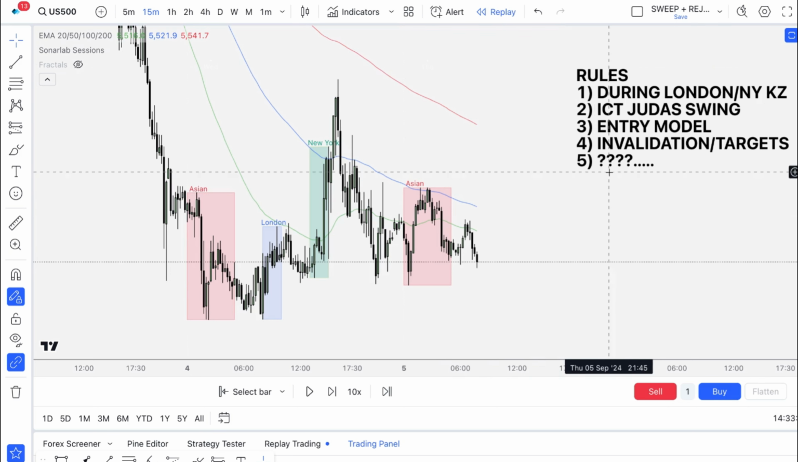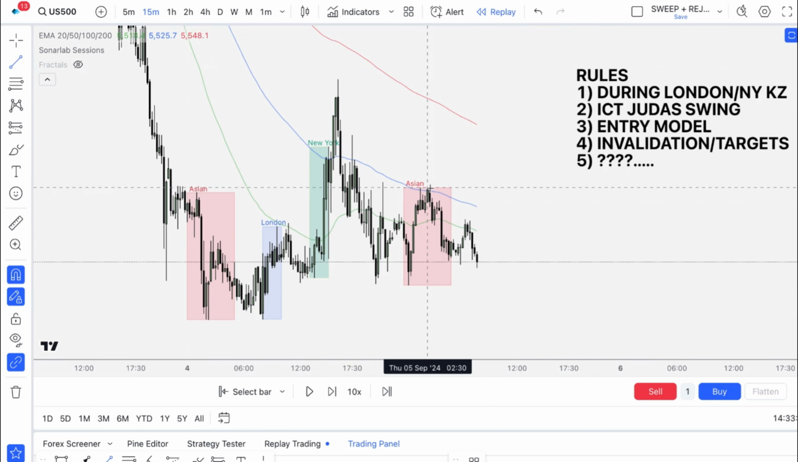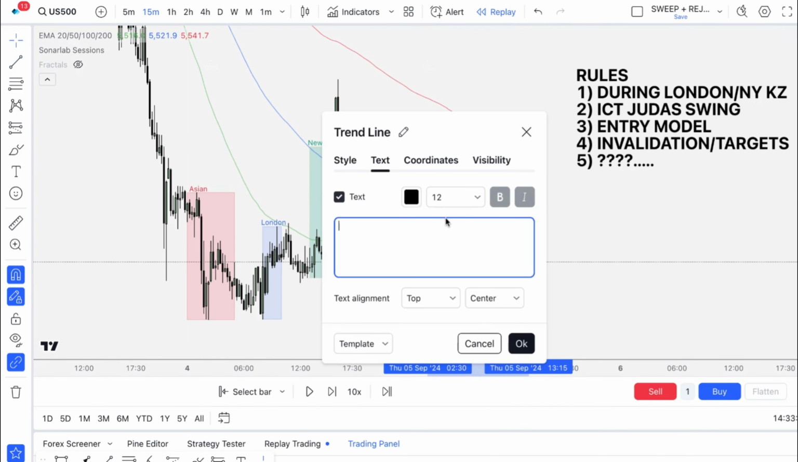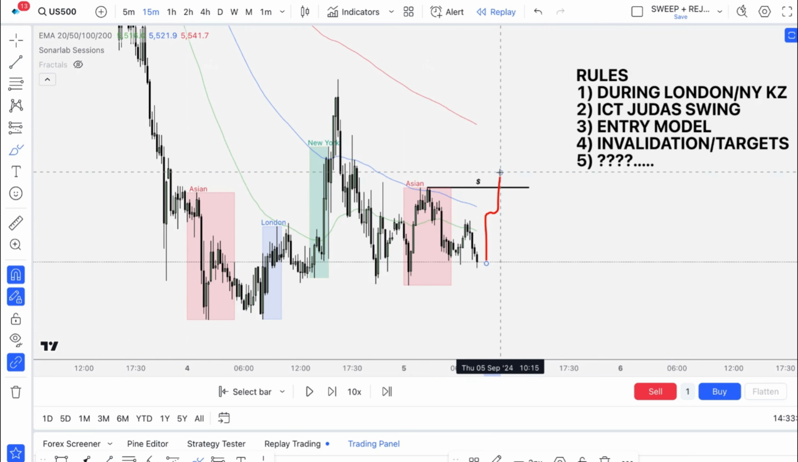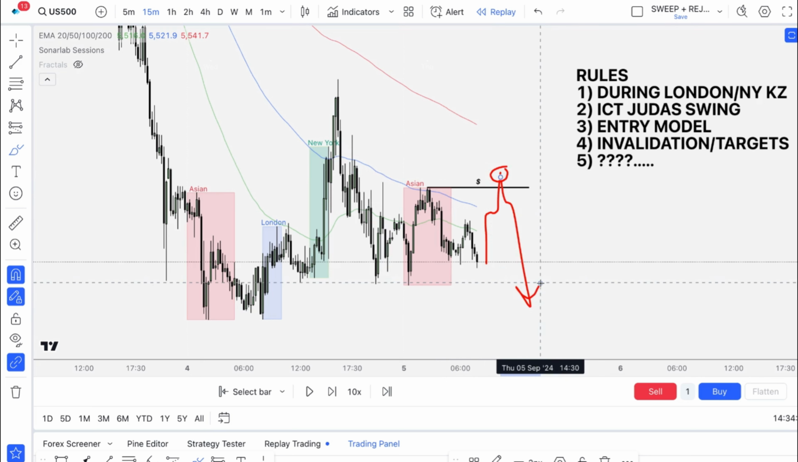So we're heading into the London session kill zone. What you can see is we have sell side liquidity that's resting above the Asian session high. So there's a lot of liquidity resting above there. So we're simply looking for an ICT Judas swing above the Asian session high. And then we can look for our entry model to get short off this level. And then we can look to short that back to the downside.